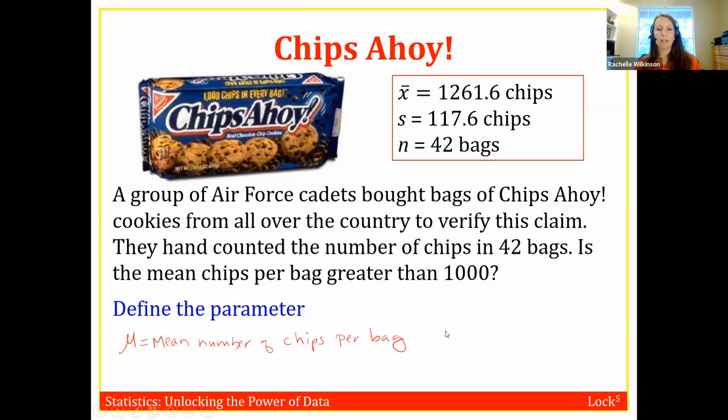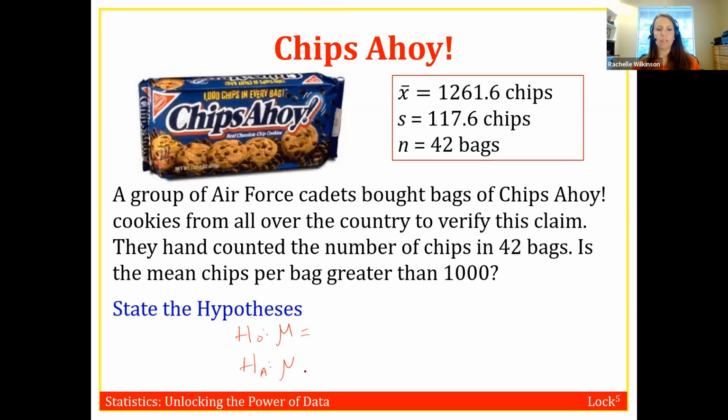All right, next we're going to write our hypotheses. Our hypotheses are always written about the population parameter, which in this case is mu. For our null hypothesis, mu is going to be equal to something. And the alternative hypothesis is either going to be greater than, less than, or not equal to that same something. So let's start with the null hypothesis. What are we saying that mu is equal to? It helps to think about what the claim is. Remember, the claim is 1,000 chips in every bag, so we're testing the claim that mu, the average number of chips per bag, is equal to 1,000.